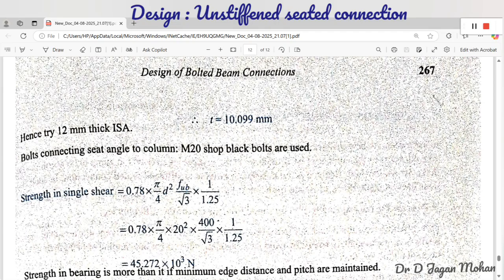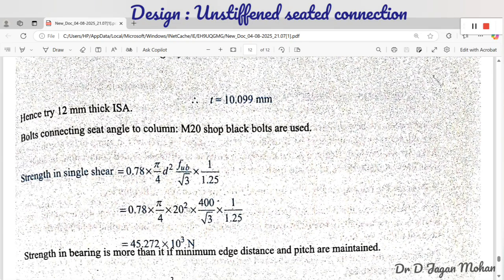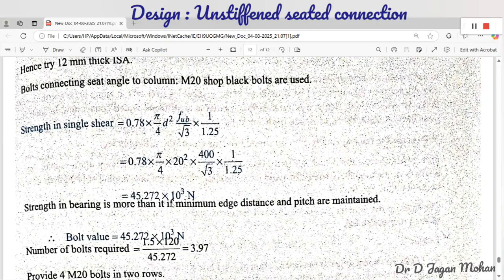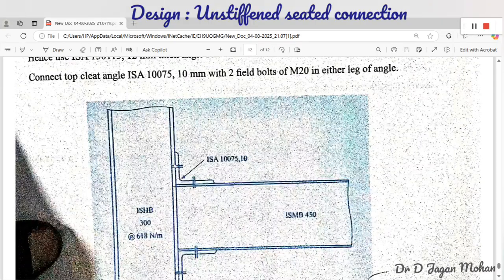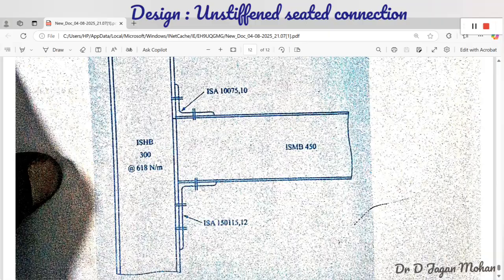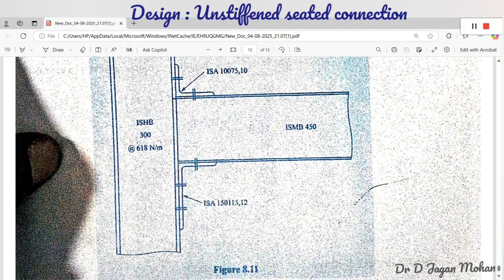So now we design the bolts in shear, single shear. Bearing is also calculated, but the bearing strength is more than the shear strength. So the shear value is considered to calculate the number of bolts required for connecting the seat angle to the flange of the column. Then you consider the minimum number of bolts: 2 numbers for the vertical leg of the cleat angle, 2 numbers for the horizontal leg of the cleat angle connecting the column and beam, and again 2 numbers connecting the beam to the seat angle, one on this side and another on the back side of the web. Is it okay now?